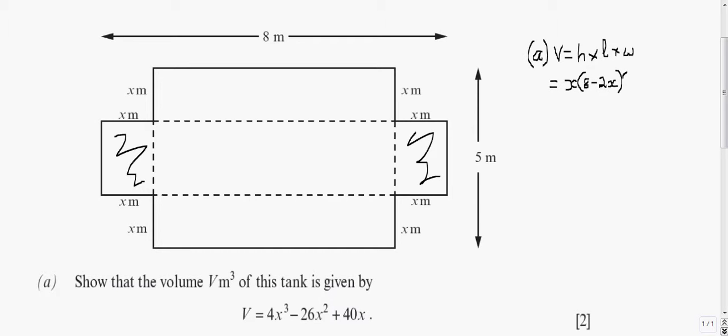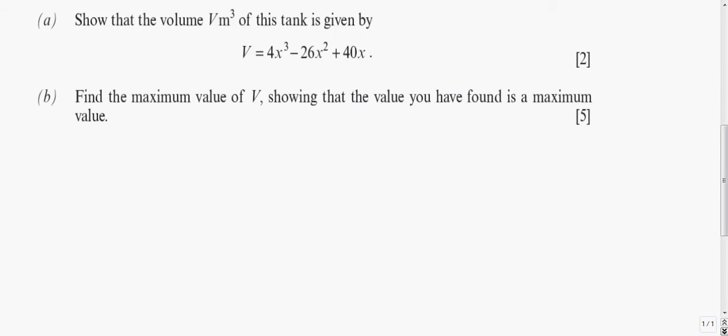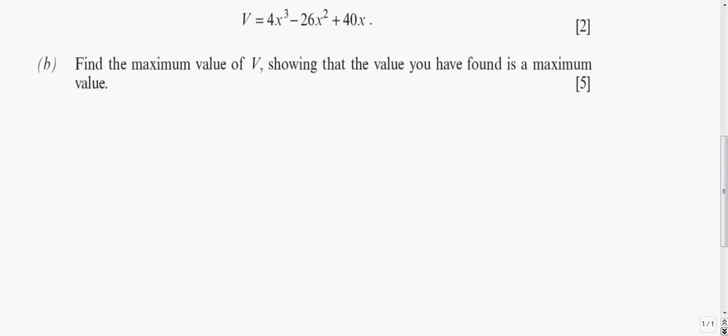And similarly for the width, we're going to get 5 minus the length of these two flaps, which will be 2x also. And when you expand all that out, you get 4x cubed minus 26x squared plus 40x, which is exactly what we wanted to show. And I don't want to spend any more time on part A because part B is the interesting bit. I'll leave this equation up.